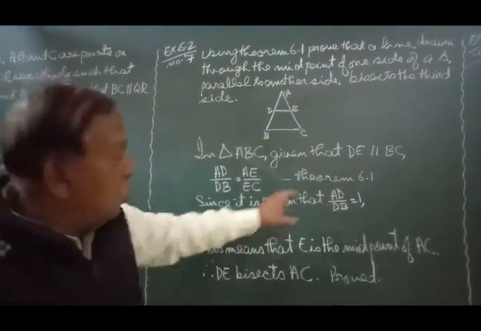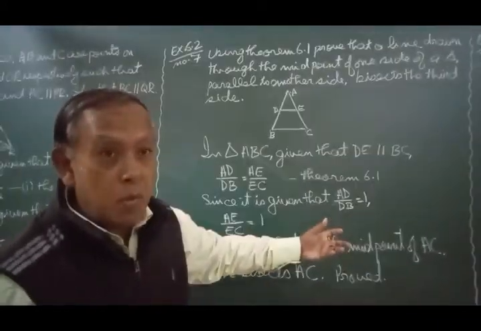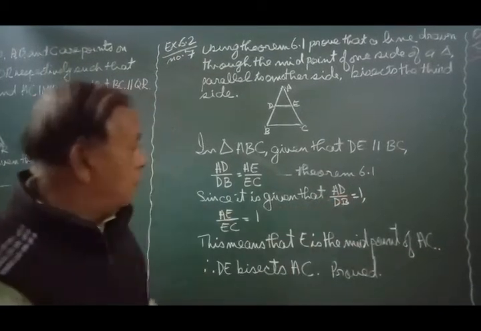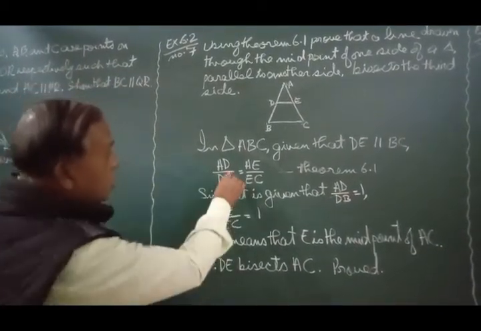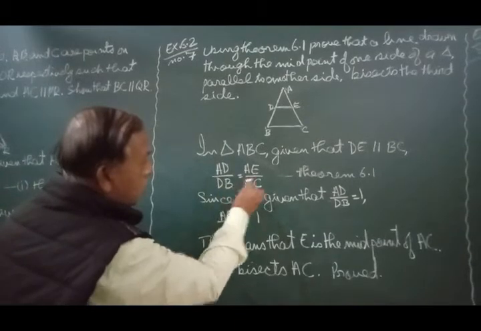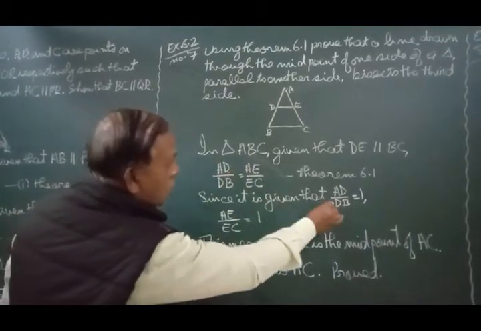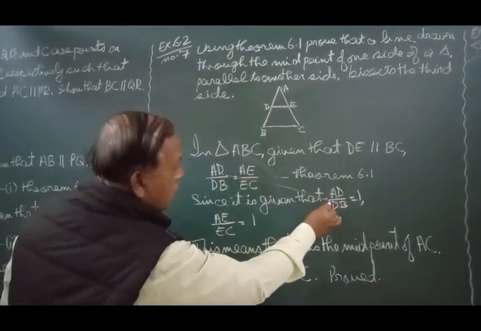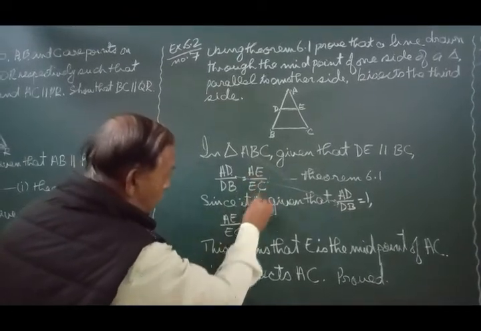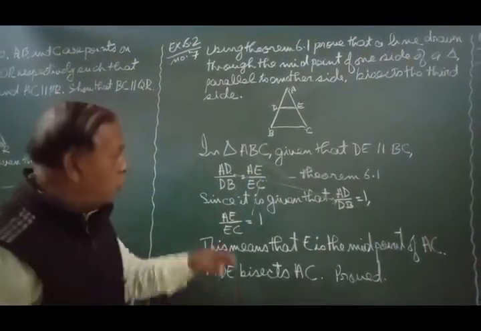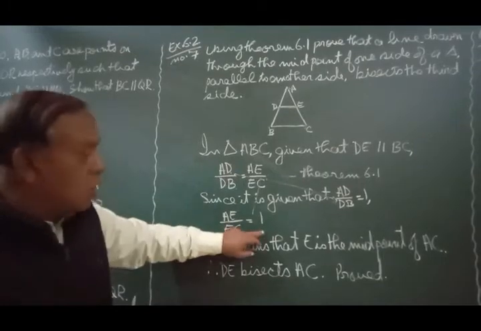Why 1? Both are equal. You divide the equal number, you get the answer always 1. Both are equal. Since these two are equal, since this is 1, this also will be 1. See here, this is 1. This is 1. Therefore, these two are equal, this also will be 1. Therefore, AE upon EC is equal to 1.